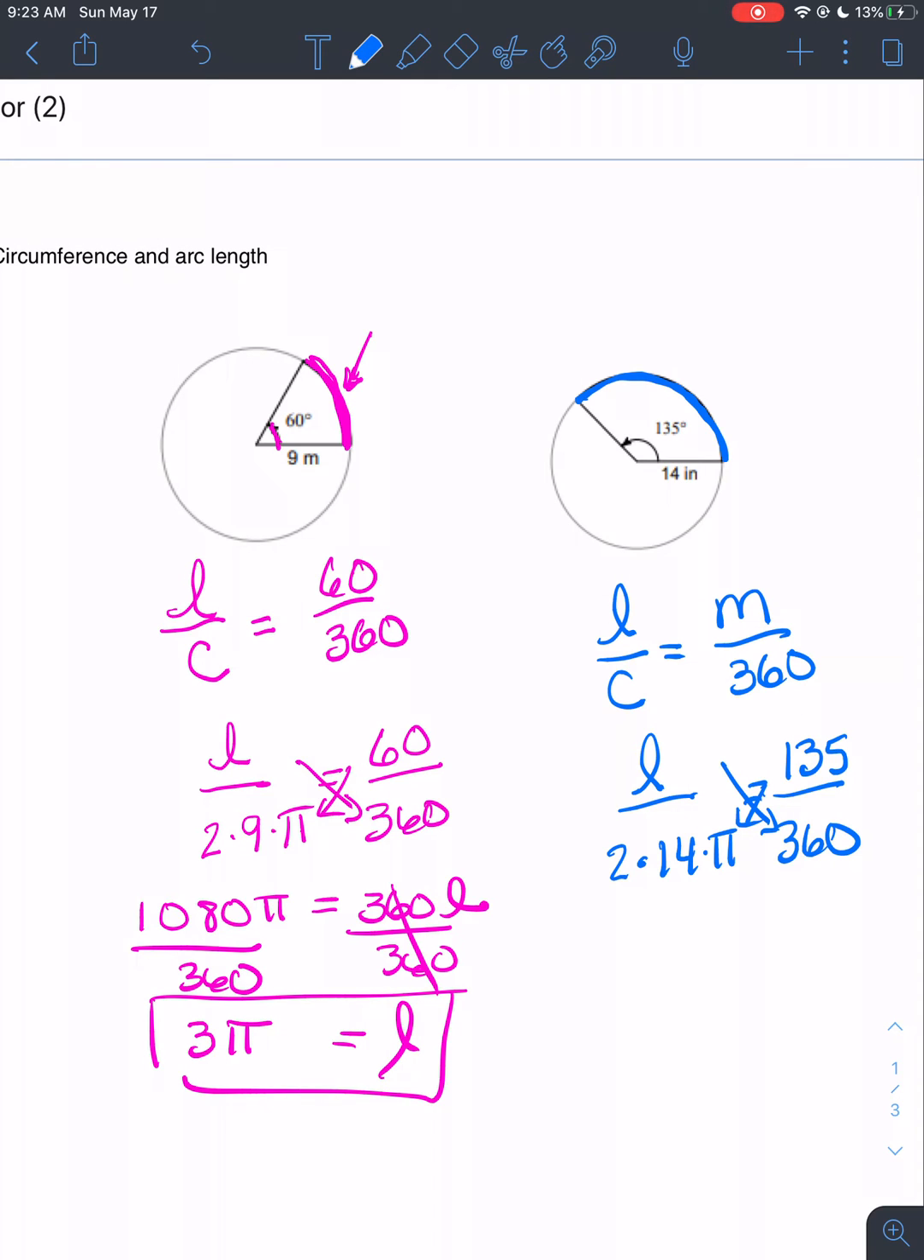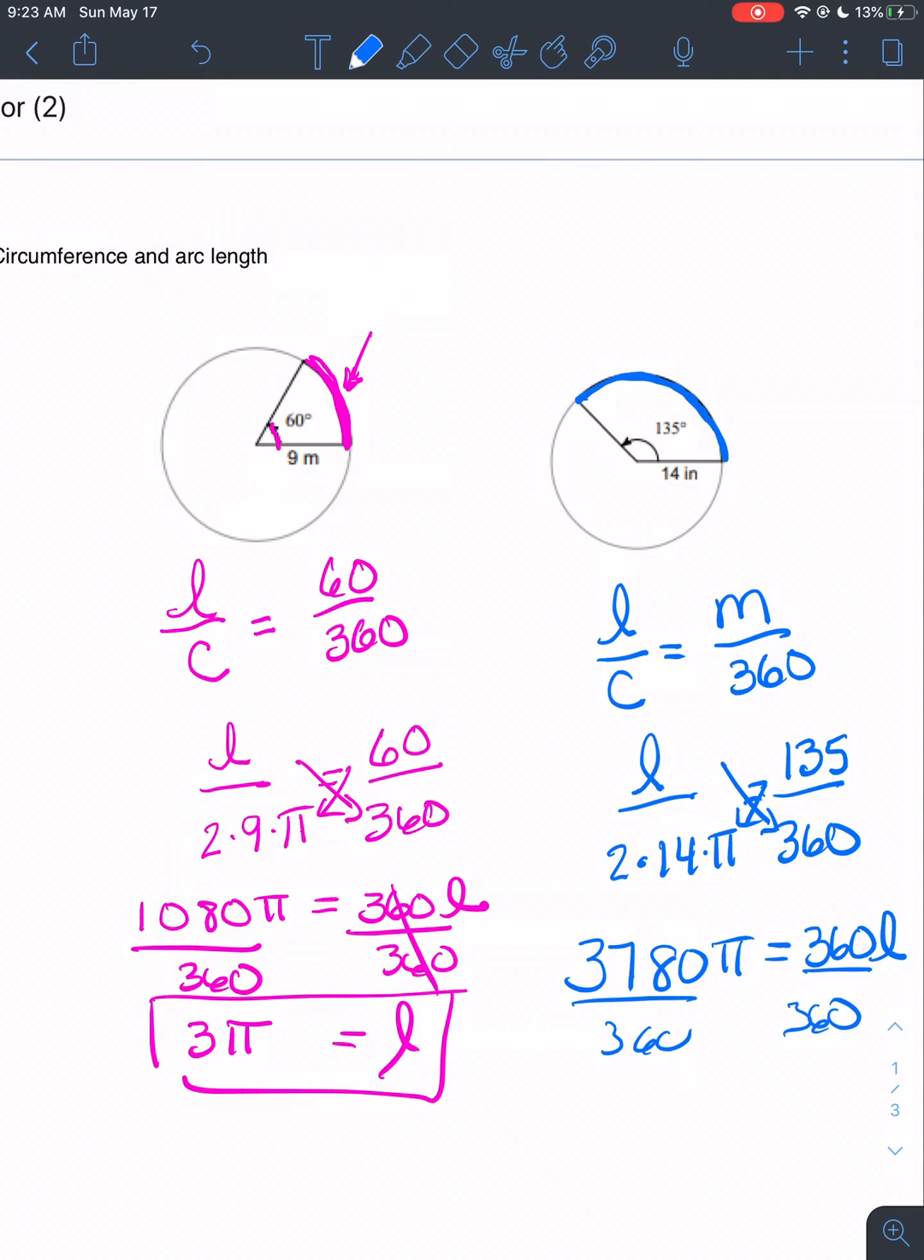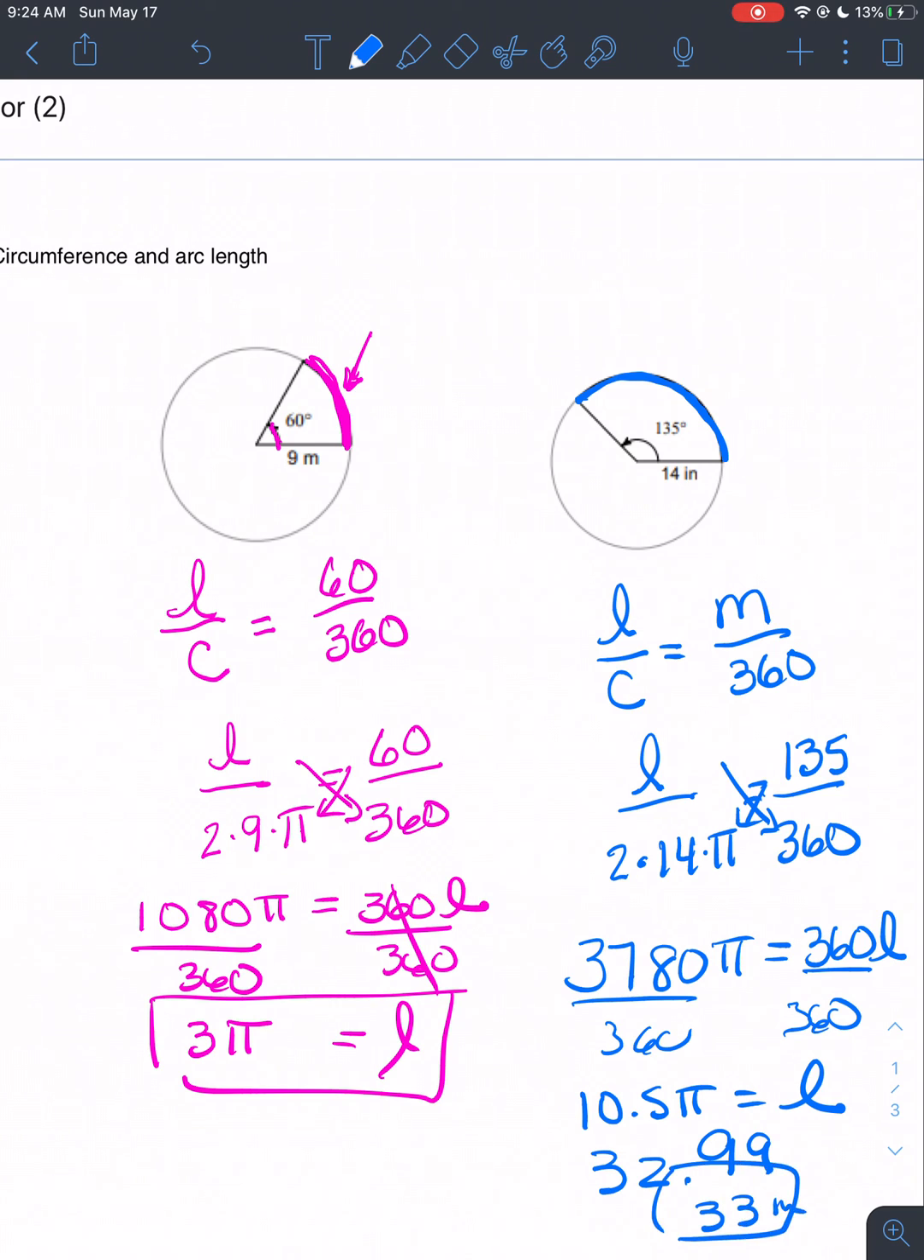So we have 135 times 2 times 14 gives us 3,780 pi is to 360 L, and divide each side by 360. That looks like 10.5 pi is the length of our arc. If we enter that in our calculator, it's going to give us approximately 32.99. So in Schoology, we would call that 32 inches long.